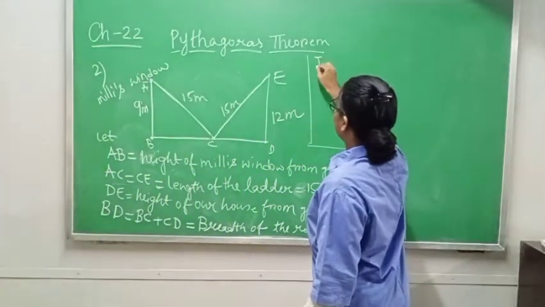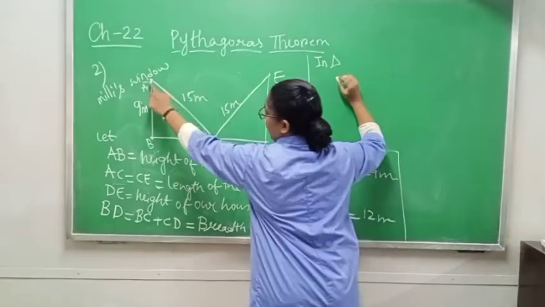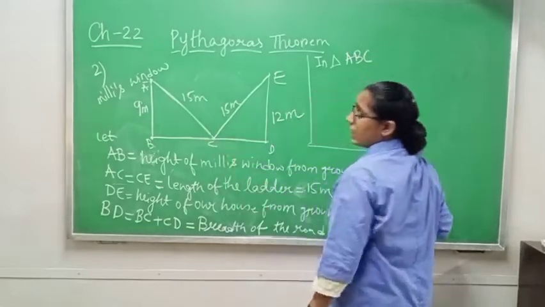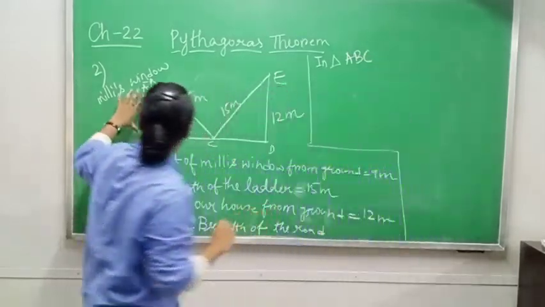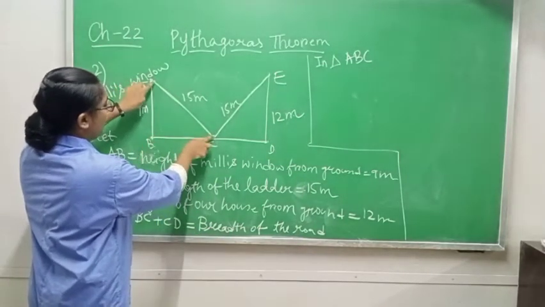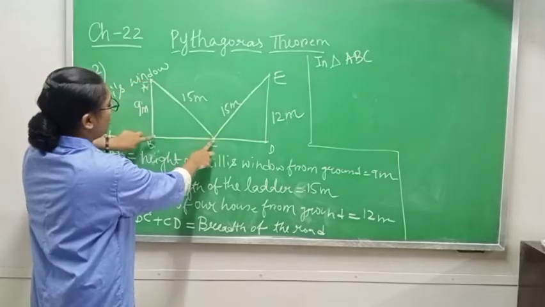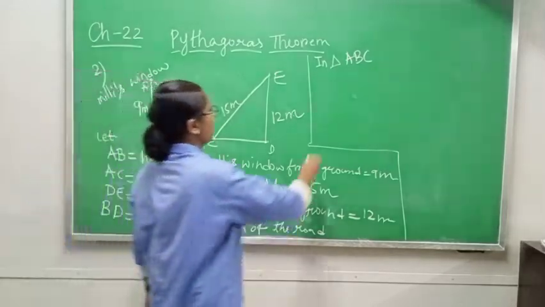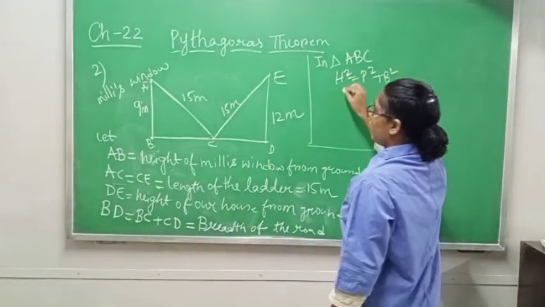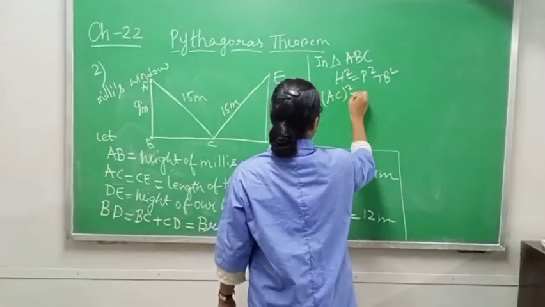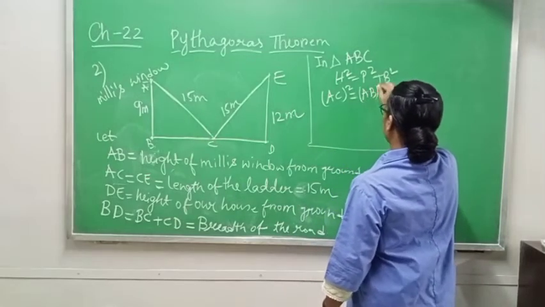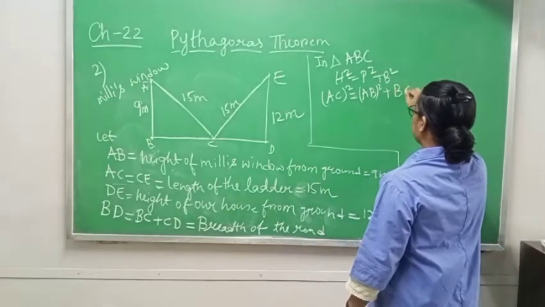See, first I will take triangle ABC. This one is a right angle triangle, so we can apply the Pythagoras theorem. AB is given to you, AC is given to you, means perpendicular and hypotenuse are given. You have to find only the base. So what will you write? H square equals P square plus B square. Now H is AC, P is AB, whole square, and BC whole square.